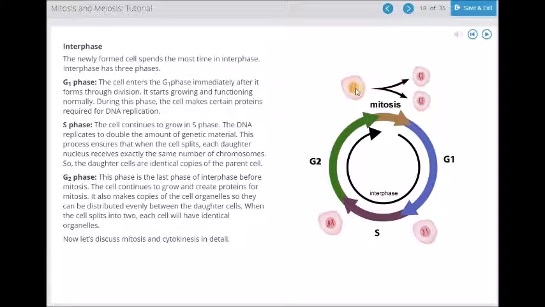And notice what's happening here. We got 1 cell to start with right here, and at the end we have 2 brand new baby cells right here.